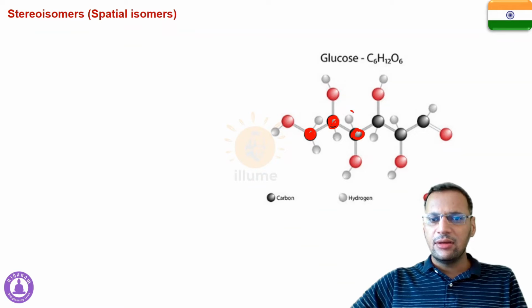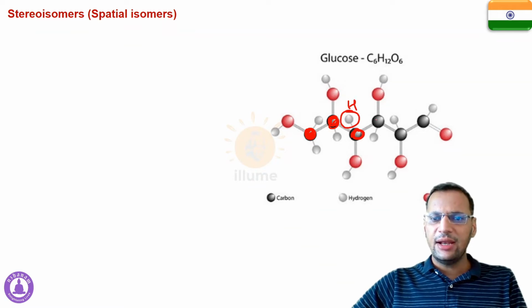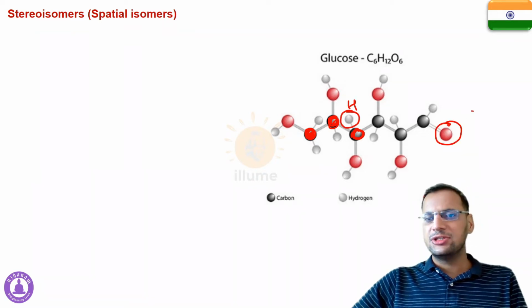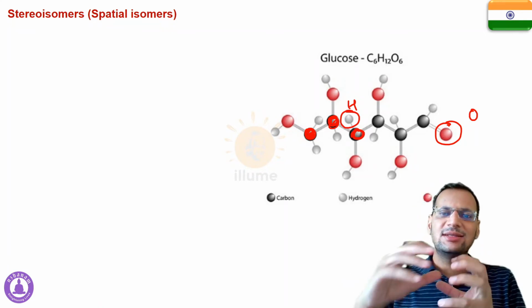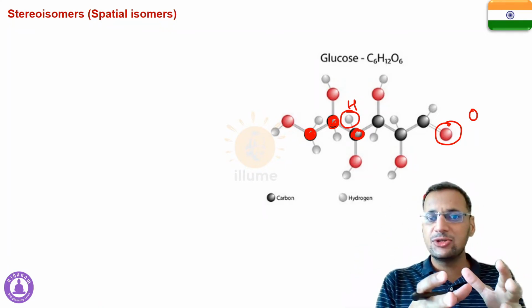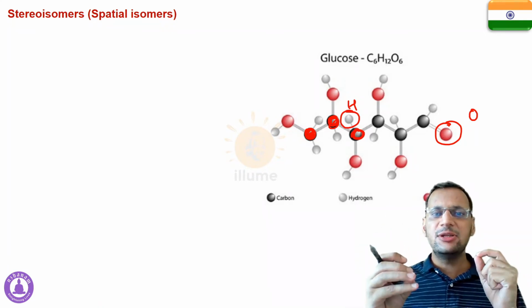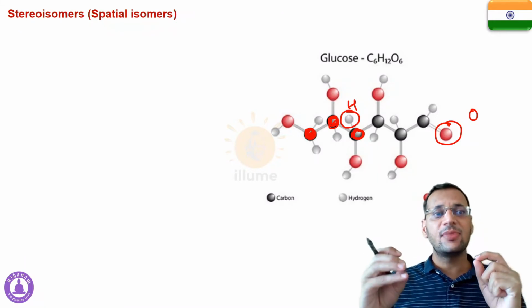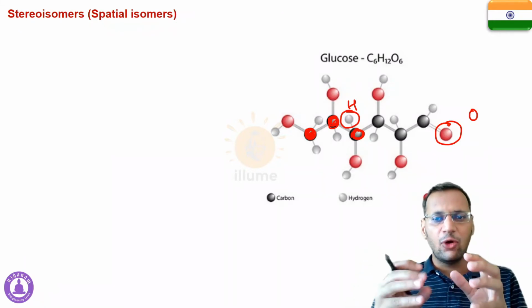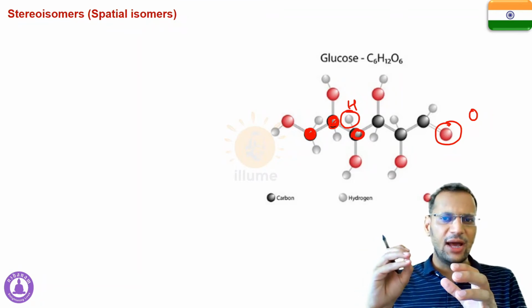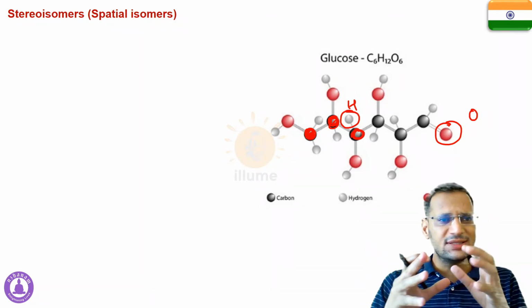These grey balls are hydrogen and these red balls are oxygen. If you look carefully, all these are arranged at some angles to each other. So this is how glucose is represented three-dimensionally. Now similarly, all monosaccharides have such a three-dimensional arrangement of all their atoms.